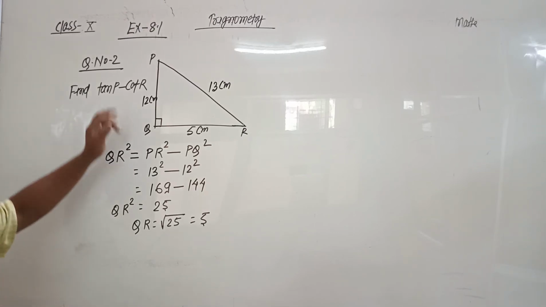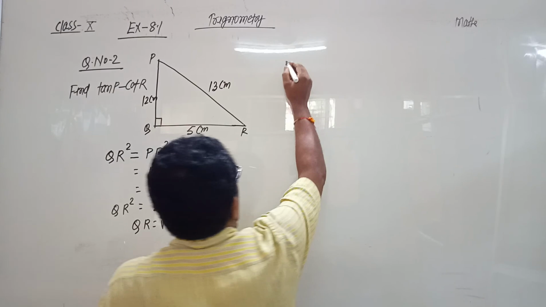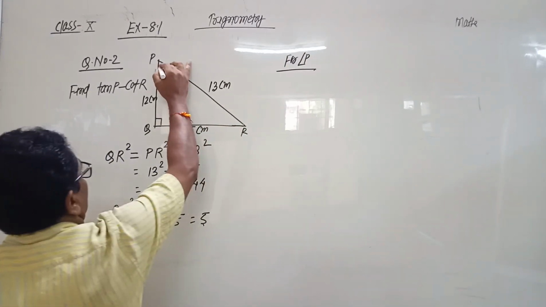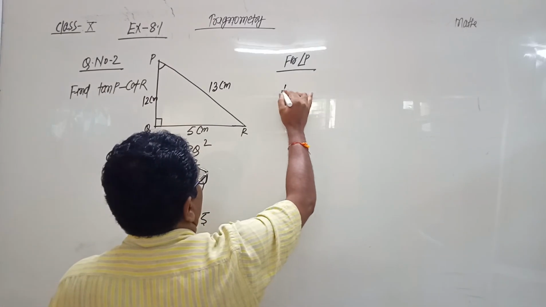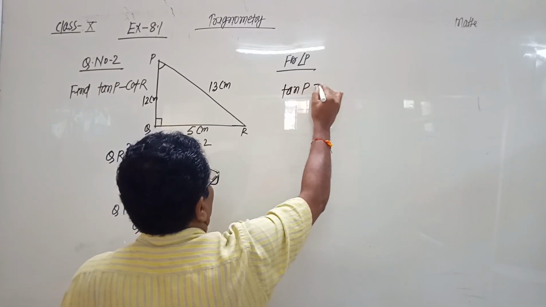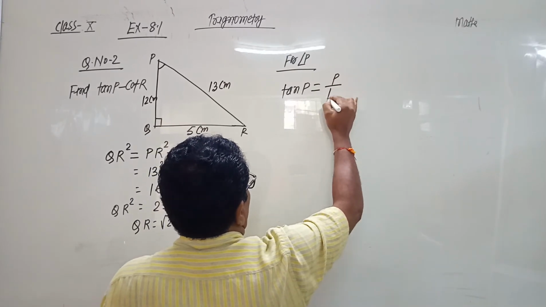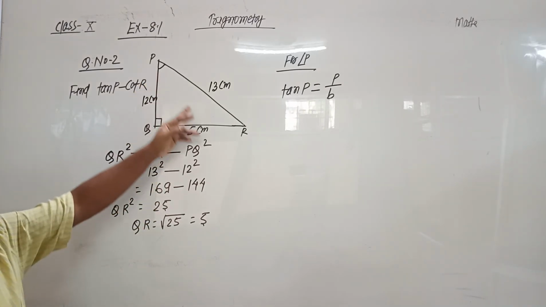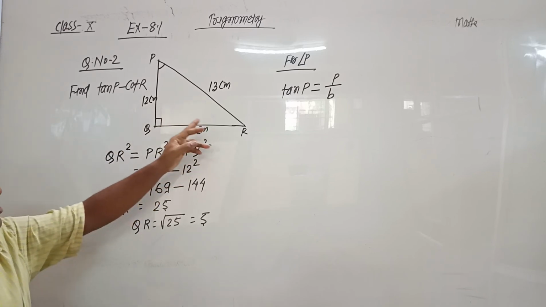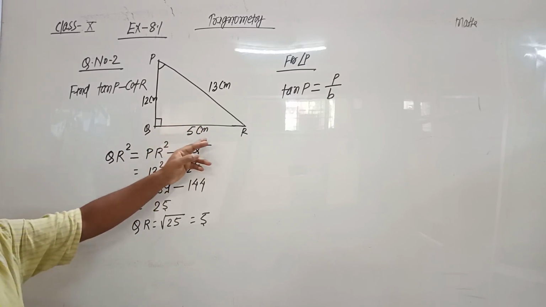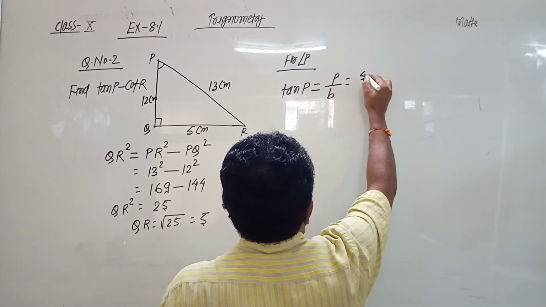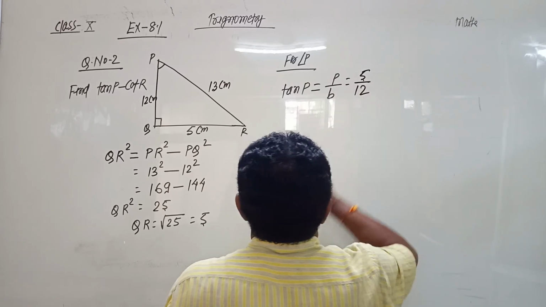Now we have to calculate tan P. For acute angle P, we know the formula: tan equals perpendicular upon base. So for tan P, the side just opposite to the acute angle, that is 5, will be the perpendicular, and 12 will be the base. So we will write perpendicular 5 and base 12.